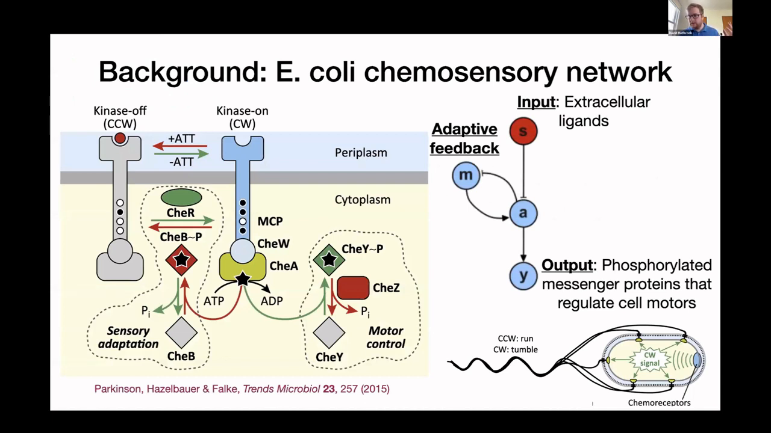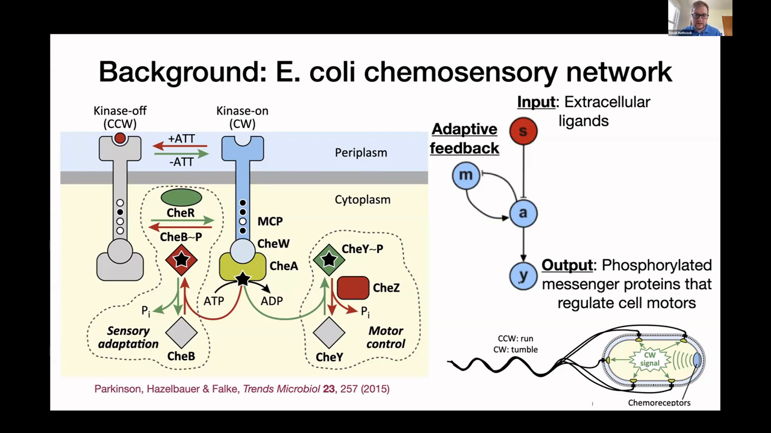So I'll start with kind of an overview of the chemosensory network in E. coli. E. coli has thousands of receptors on the cell surface, and these can bind to various extracellular ligands, and this modifies the phosphorylation of a messenger protein called QY that carries this message to the cell motors. So in this way, the bacteria responds to its environment and can decide whether to swim forward or tumble and change direction with the aim of biasing its motion up concentration gradients.